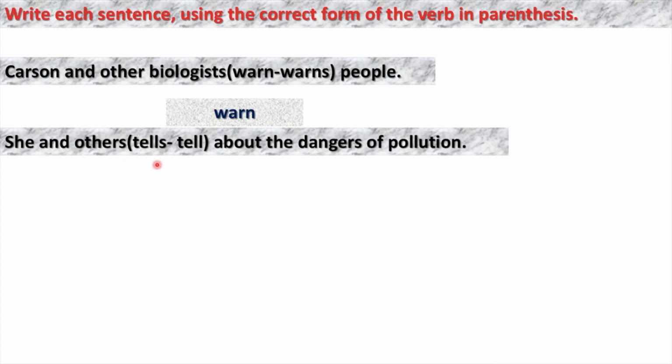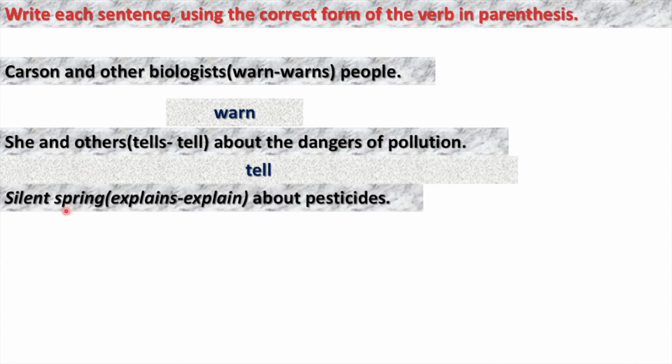She and others tells or tell about the dangers of pollution. She and others. Plural. So it must take a plural verb. Tell. 3. Silent Spring explains or explain about pesticides. Silent Spring, a simple subject. So it should take a singular verb. Explains.